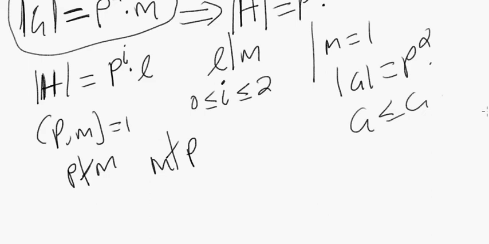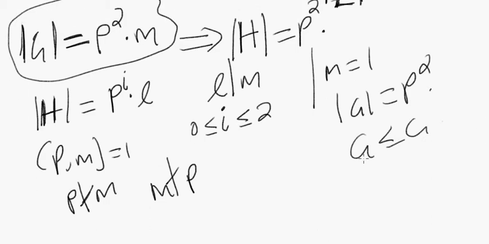Right. So what else can we learn about our group? If we know that a group has order p squared times m, or if we know that p and m are relatively prime, what else can we say?